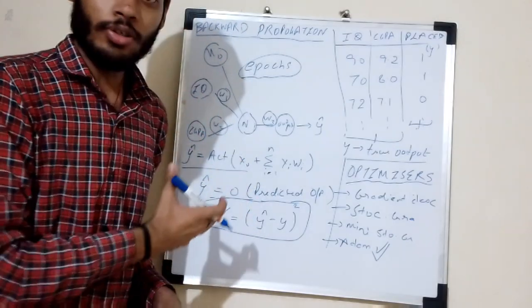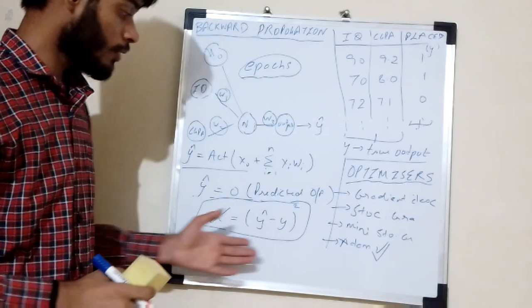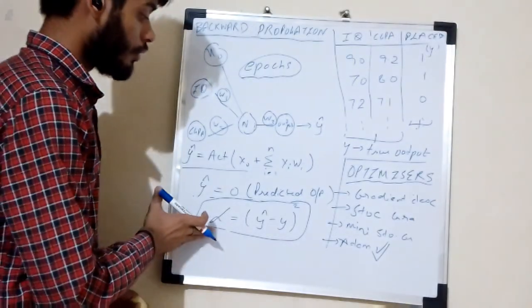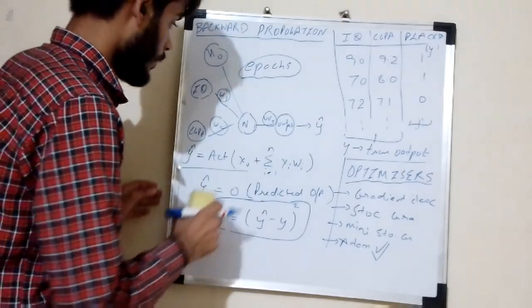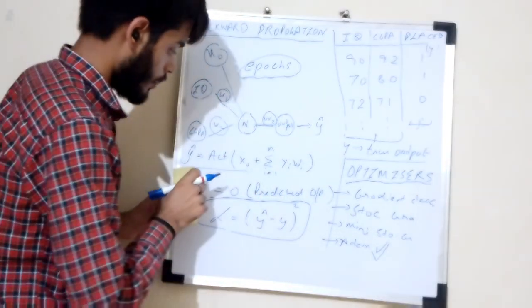So this is theory. Theory is also very important. This is my loss function, and to minimize my loss function, we use backward propagation. Okay, let me run this.